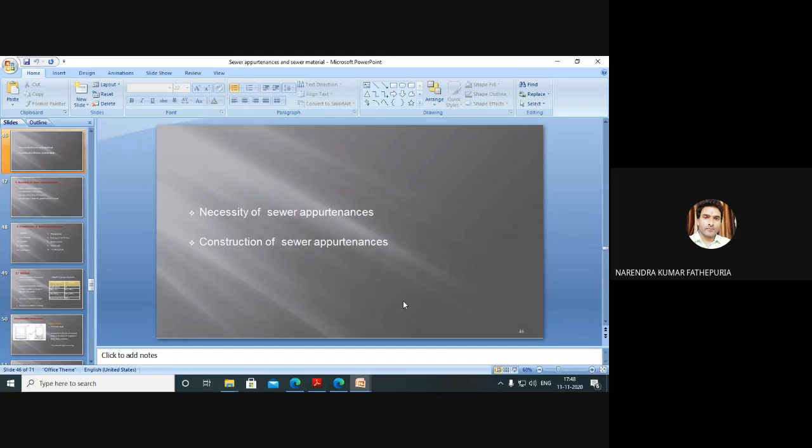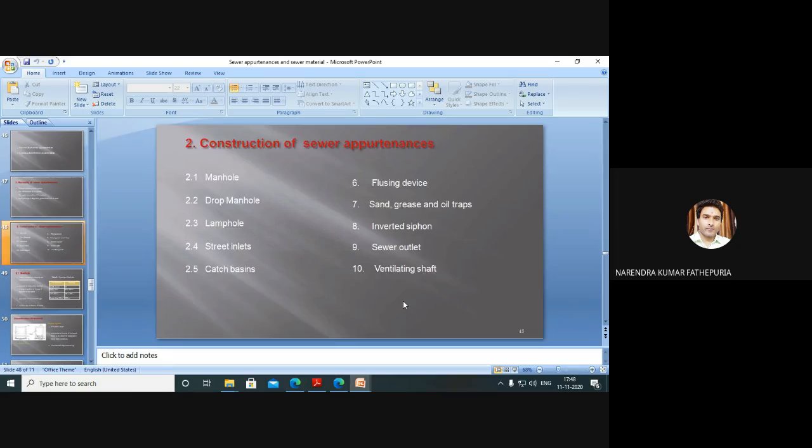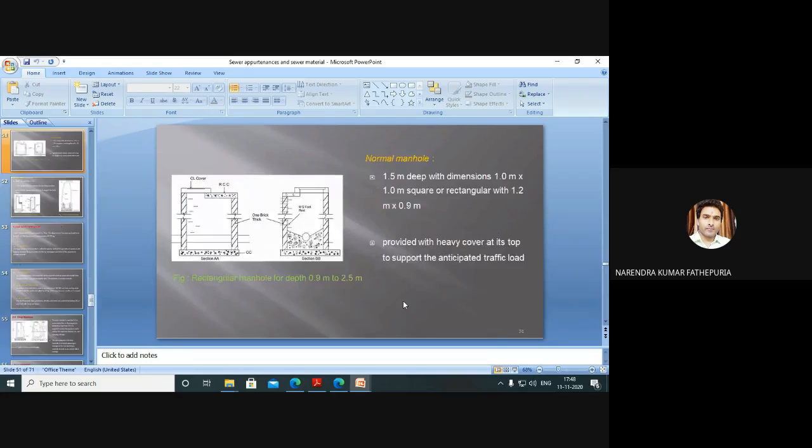And then once the sewer pipeline is aligned and the layout is complete, and excavation and placing of the sewer line is done, and leakage-proof actions are done, then you have to refill the soil. You have to refill the pavement actually. For the construction of the sewer, various appurtenances are also required: manhole, drop manhole, lamp hole, street inlets, catch basins, ventilating shafts, sewer outlets, inverted siphons, grease and oil traps, and flushing devices, right?